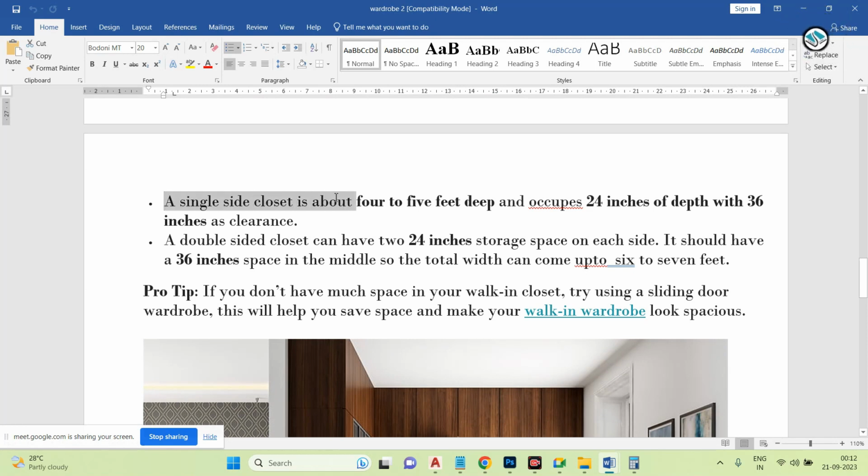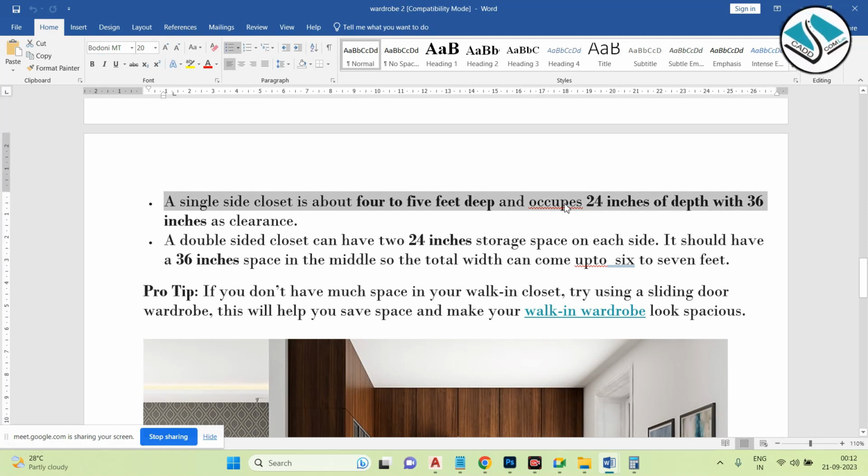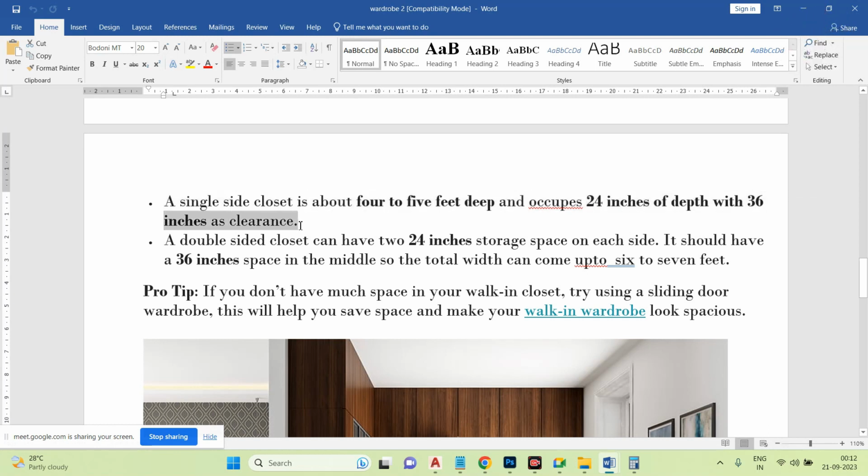You can see a single side closet is about 4 to 5 feet wide and 24 inches deep with a 36 inches clearance. It's a standard. You can take your own design, own dimension. A double-sided closet can have 2 24 inches storage space on each side. Okay.